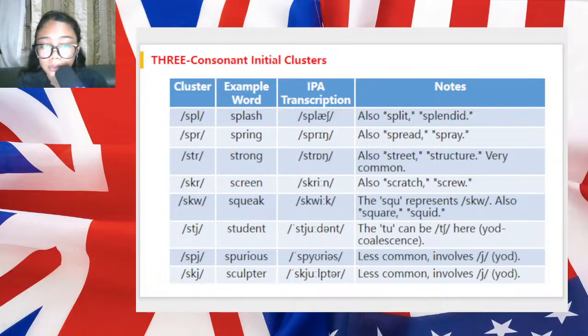So, the note here mentions yod coalescence. What that means in simple terms is that sometimes, especially in American English, when a T sound is followed by a Y sound, they can merge to create a Ch sound.